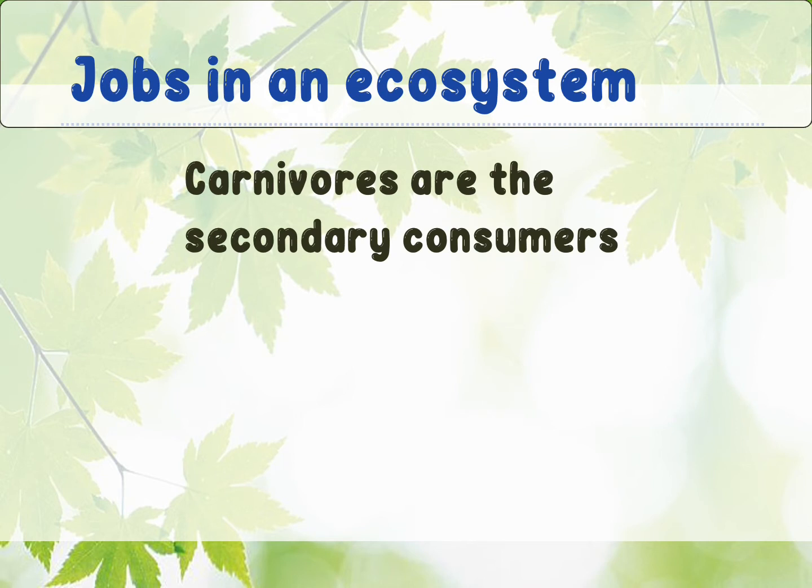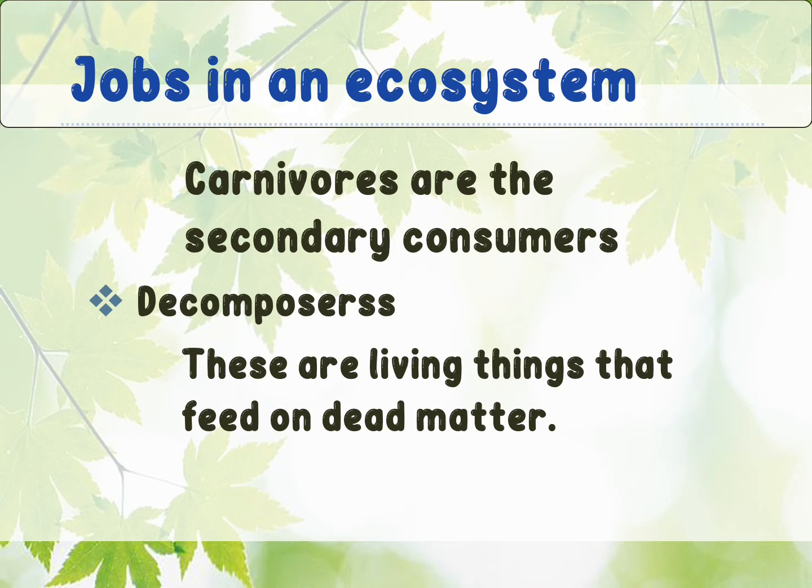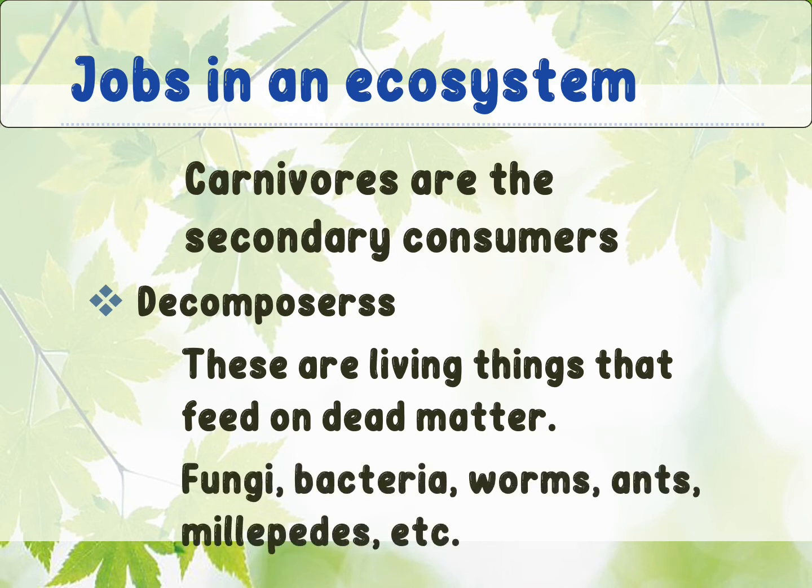So you already know producers, you already know consumers. Now we have a new section which you did not learn, which is decomposers. Now these are the living things that feed on the dead matter. So when there are dead animals or plants, these decomposers eat them, breaking them down. Like for example, fungi, bacteria, worms, ants, millipedes, etc.